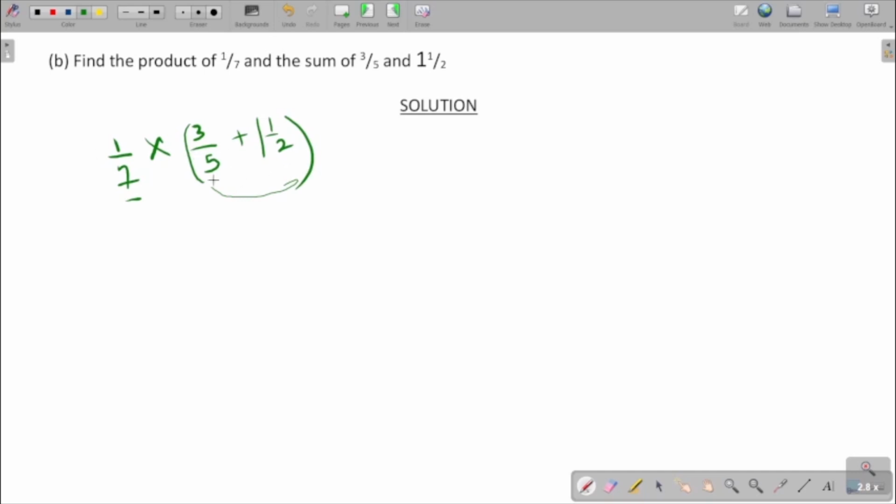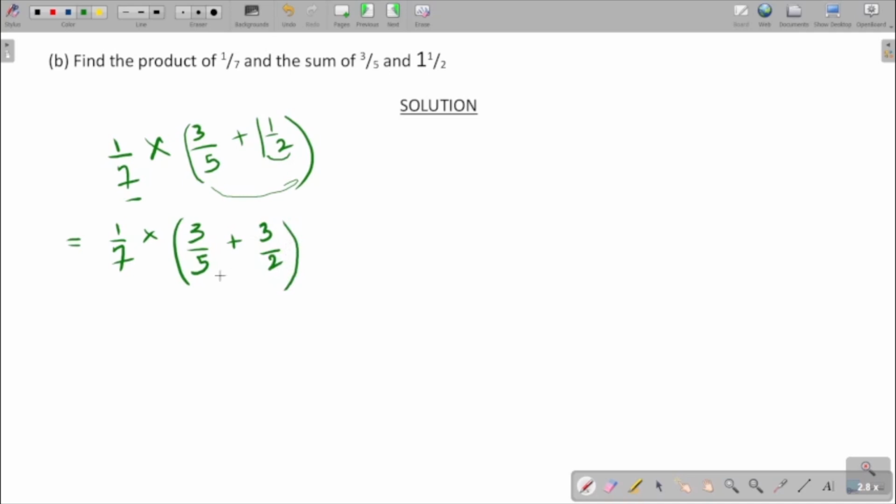So we are solving the bracket first. We are solving inside the bracket first. So we have 1 over 7 times 3 over 5 plus, so you make this an improper fraction. So if you are changing this to an improper fraction, 2 multiplied by 1, you have 2, plus the one above, you have 3 over 2.